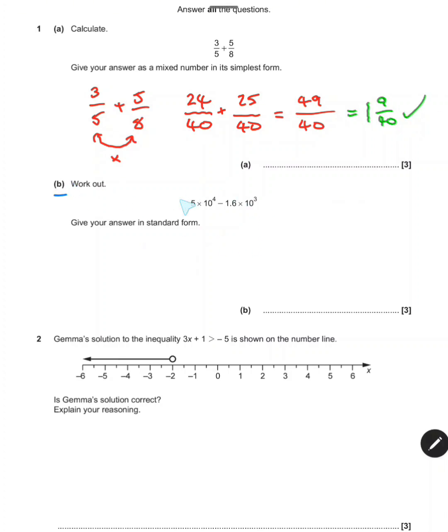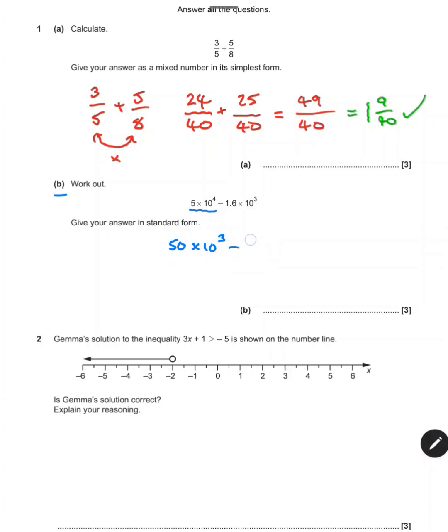Part B, we've got a subtraction to do where numbers are given in standard form. What we can do is make these standard form numbers the same. So this first one is 5 times 10 to the 4. I'm going to do one of these times 10s and get 50 times 10 to the 3. There's only 3 times 10s left if I do one.